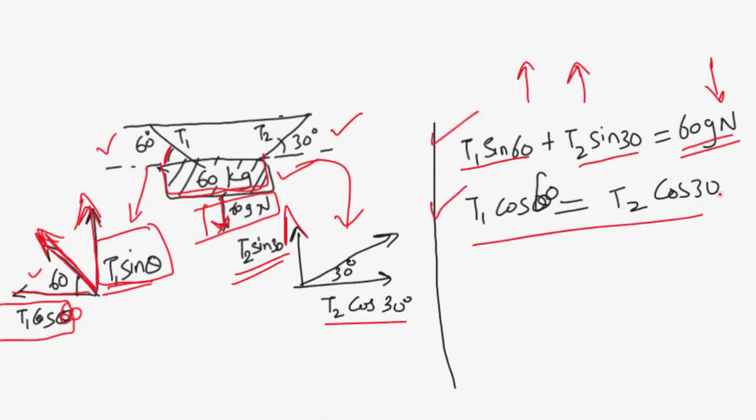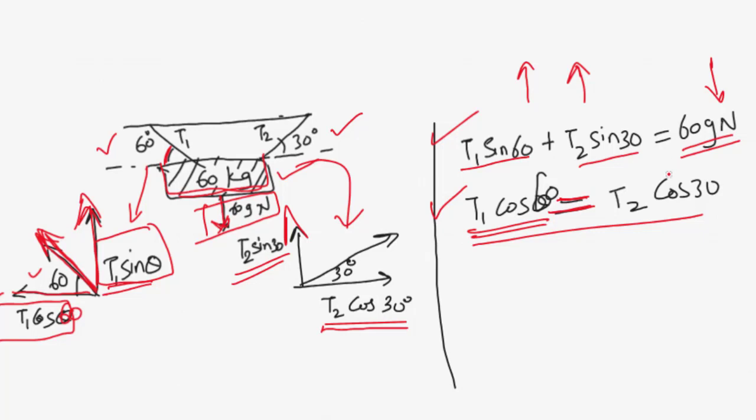To get the second equation, we will equate the forces in the x direction. In the x direction, we have this force T1 cos 60, which is in the negative x direction, and there is another force along the x direction in the positive direction, T2 cos 30. So they have to be equal. That's why we have this second equation.